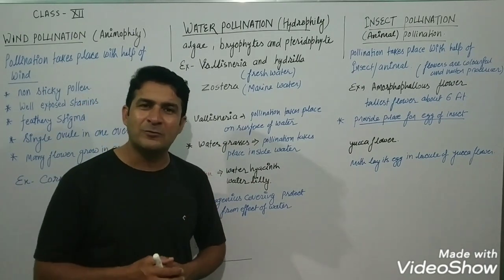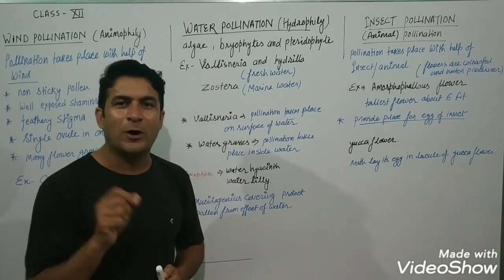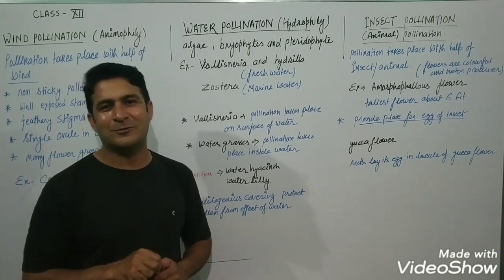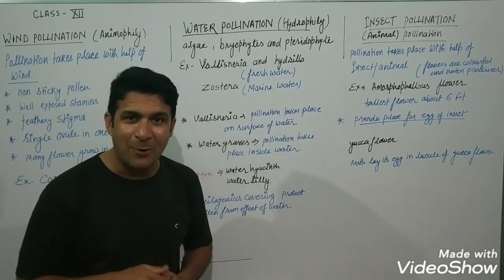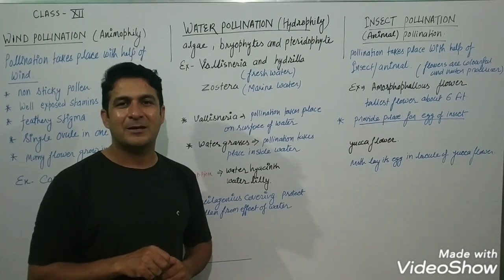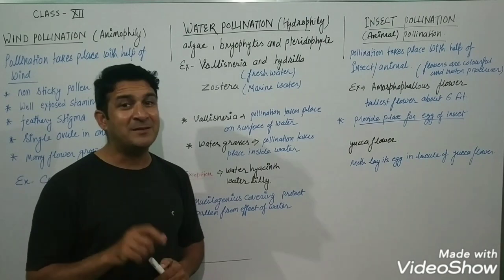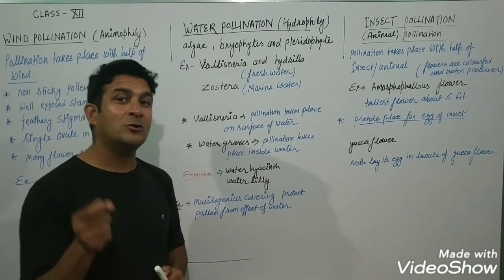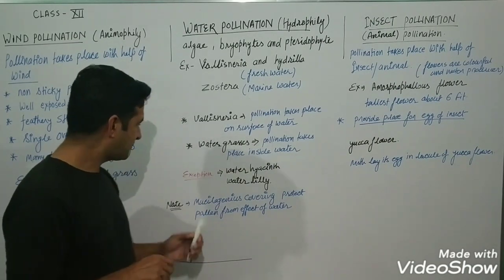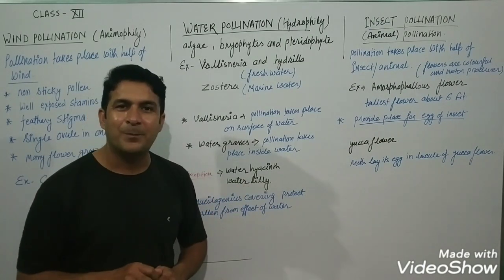Some exceptions are also there. If we are talking about hydrophily or water pollination, some exceptions are also there. It means the plants are aquatic, but the water will not help in the time of pollination. They will not take the help of water here. Means water pollination is not there, although the plants are aquatic. These are water hyacinth and water lily.